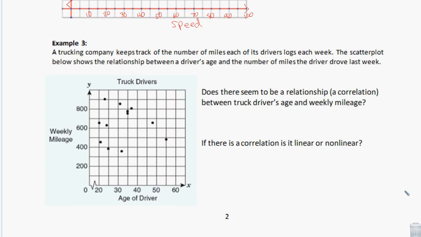Do you really think that you're only going to drive a certain number of miles when you're 18 versus when you're 30 or versus when you're 40? I think not. I think a 40-year-old can drive the same amount as a 20-year-old, can drive the same amount as a 50-year-old. So your age does not affect the number of miles that you drive. Definitely does not. So that's why it's so scattered.